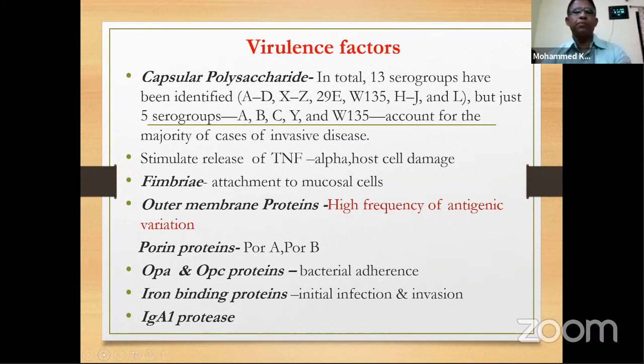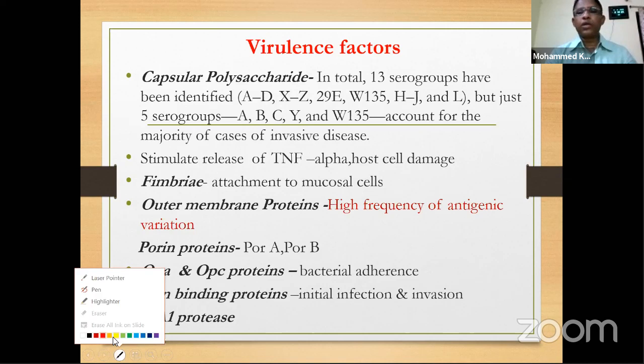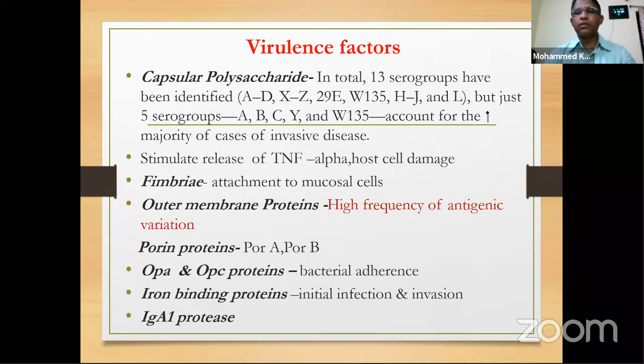Fine, the virulence factors are capsular polysaccharide. There are about 13 serogroups, but the very important ones are A, B, C, W, Y, and E. I forgot to write E over here, yes, definitely, you can put E over here. And the mnemonic to remember these 6 serogroups: A, B, C, Y, W, E are the 6 serogroups. And how do you remember? A, B, C, Y, I should remember, is a mnemonic for you to remember these 6 important serogroups. Fine.